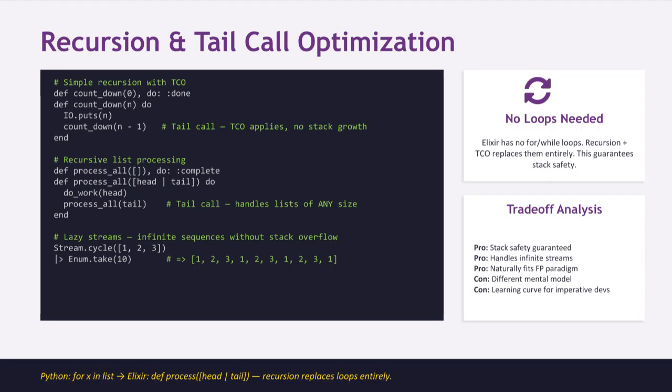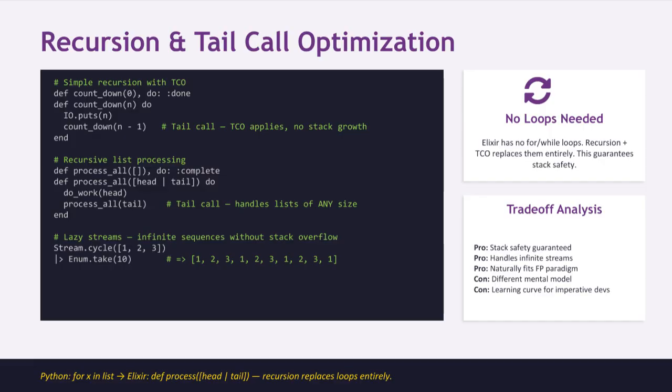Since there are no loops, recursion does all the heavy lifting, and this is where tail call optimization, or TCO, becomes critical. In a naive recursive function, every call adds a frame to the call stack. Call it deep enough and you get a stack overflow. TCO solves this. When the recursive call is the very last thing a function does, a tail call, the BEAM VM reuses the current stack frame instead of adding a new one. The recursion effectively becomes a loop under the hood with constant memory usage. The countdown function on the slide can count from 1 billion to 0 without blowing the stack. Process all can handle a list of any length, same guarantee.